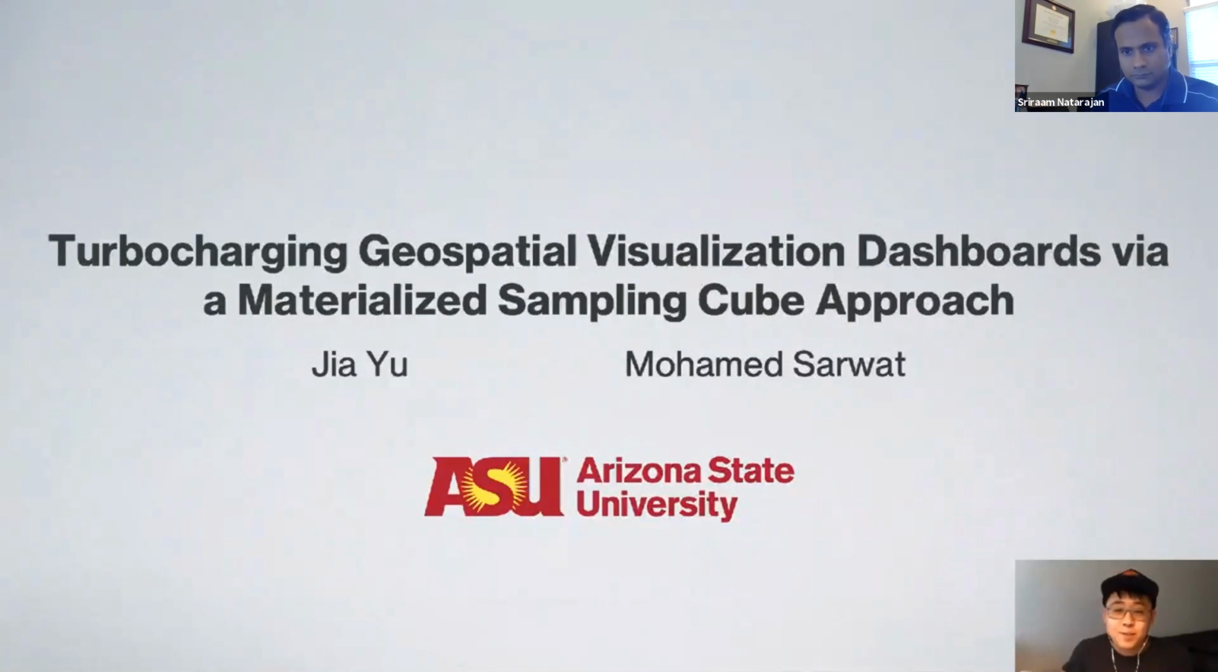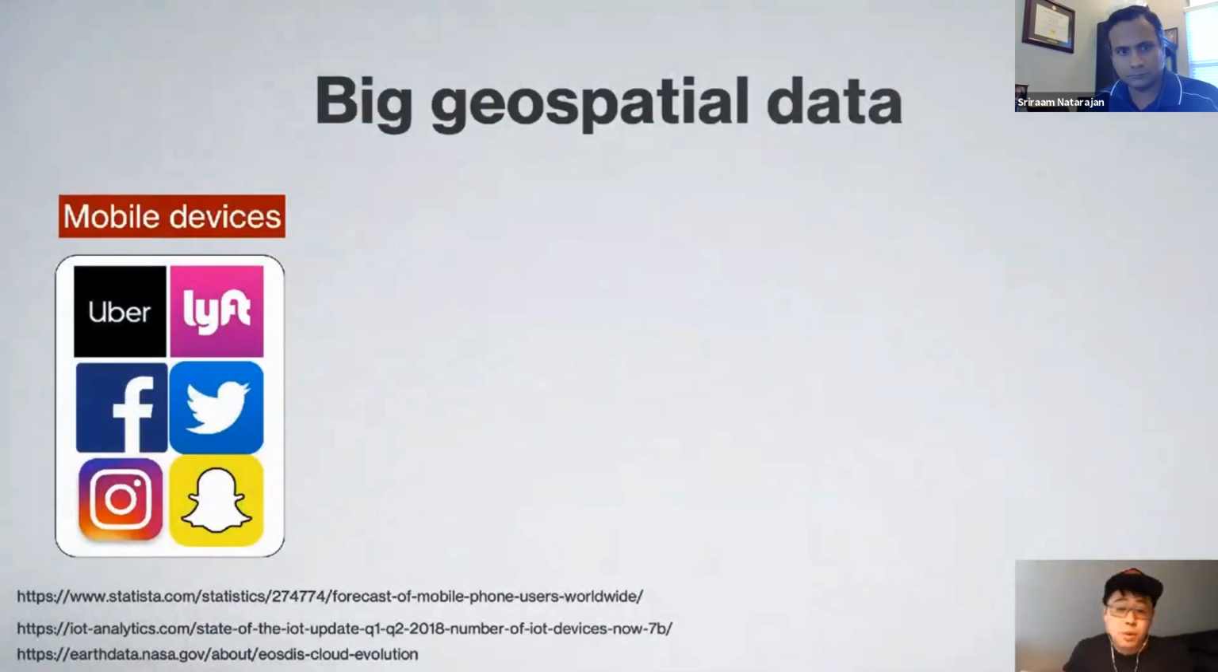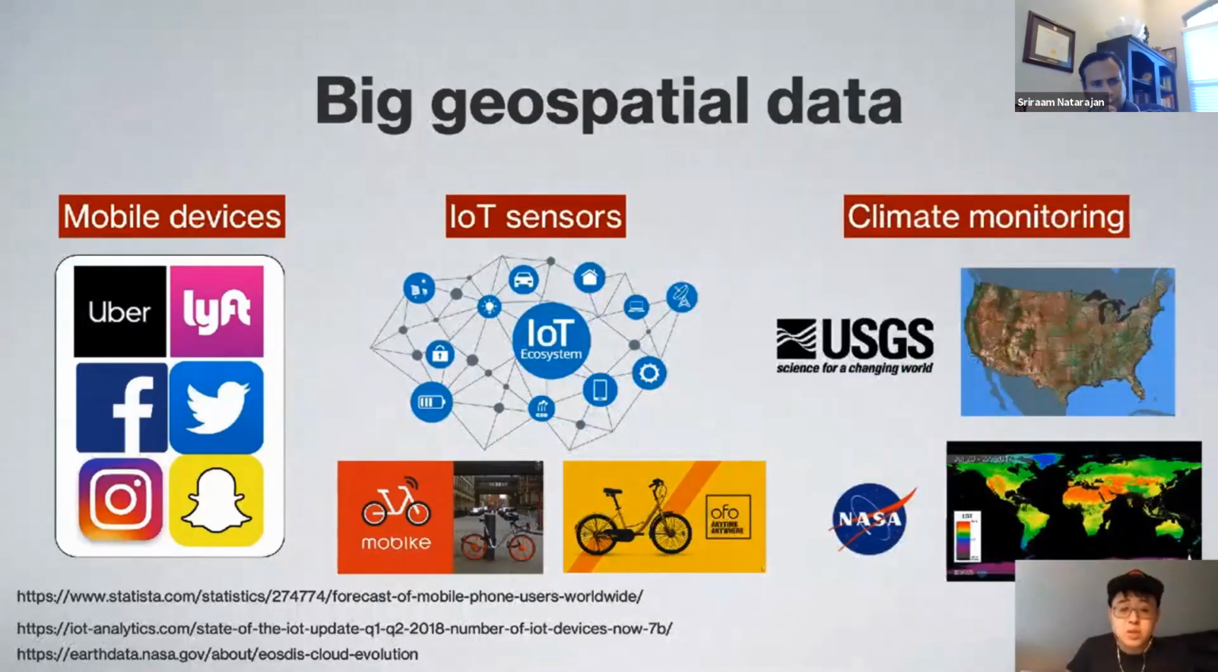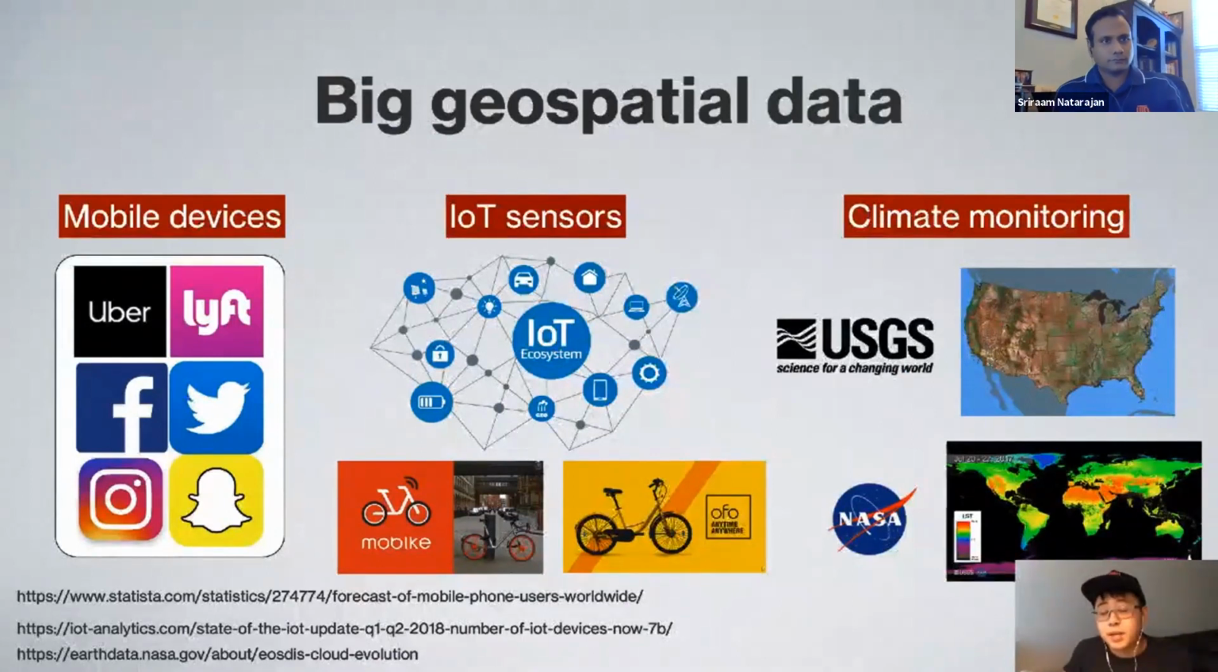Okay, let's get started. You probably have heard of geospatial data, but you may not know geospatial data is actually very big. Geospatial data can come from your mobile devices, so many different apps on your cell phone can generate geospatial data. And big spatial data can also come from the IoT sensors that include sensors installed on the bikes and the scooters. And it also comes from climate monitoring services. You know, NASA has a number of spacecraft running outside the Earth to monitor the status of the entire planet.